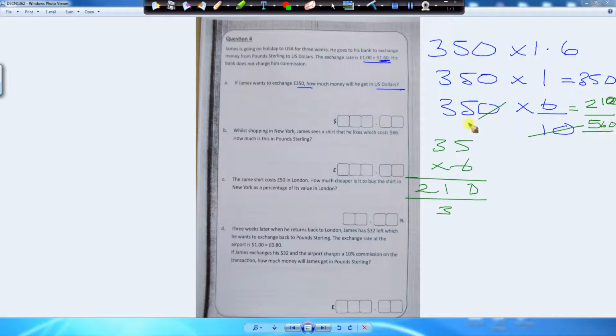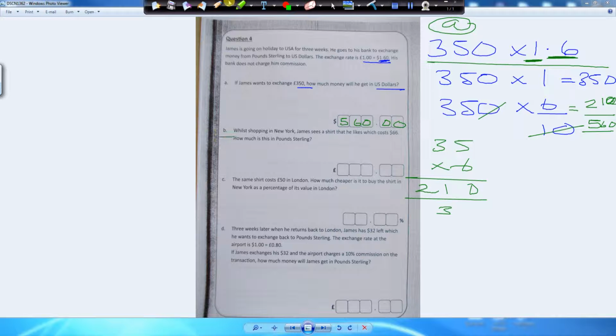Sorry, I'm squeezing into the corner of the screen, folks. It's just kind of gone off the page there. Apologies. 560. Okay. Right. Let's recap that technique. 350 times 1.6. What do we do first? We multiply everything by 1, which is 350. Then we multiply everything by 0.6, which is the same as 6 tenths. That was easy for us to work out, a quick technique, and we got our answer in nice quick time. Next question. That's question A done.